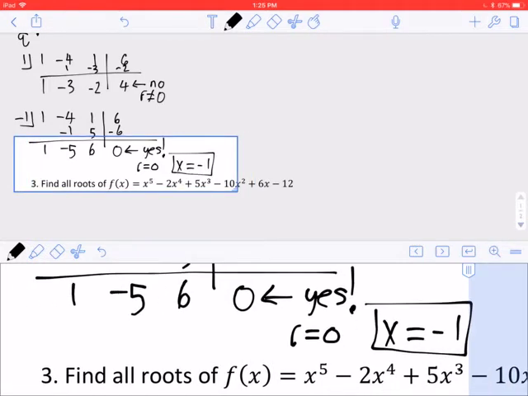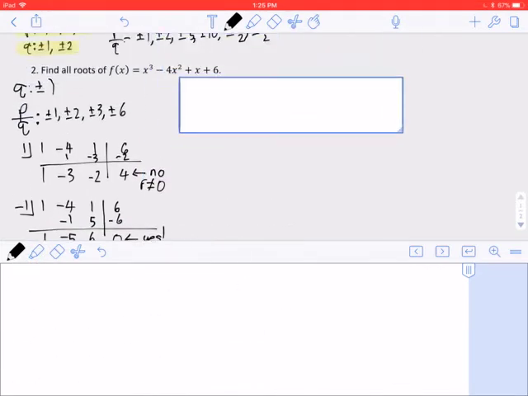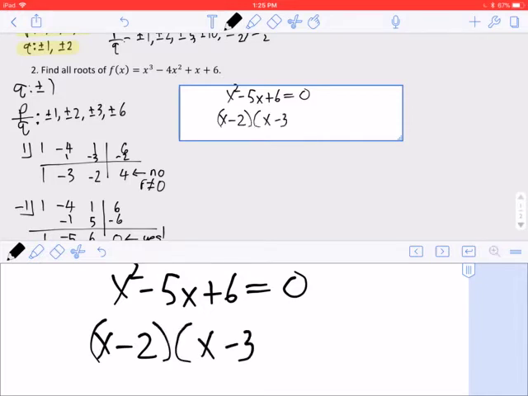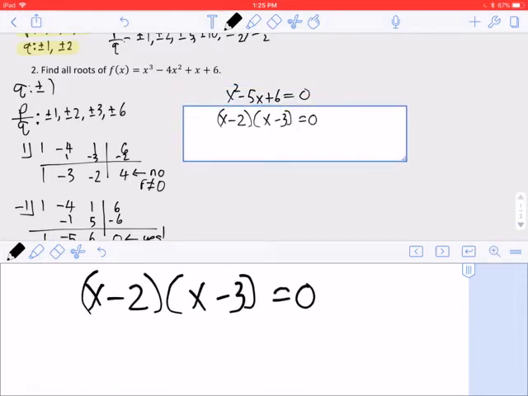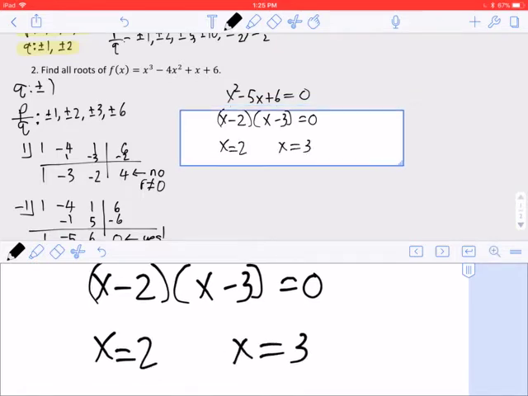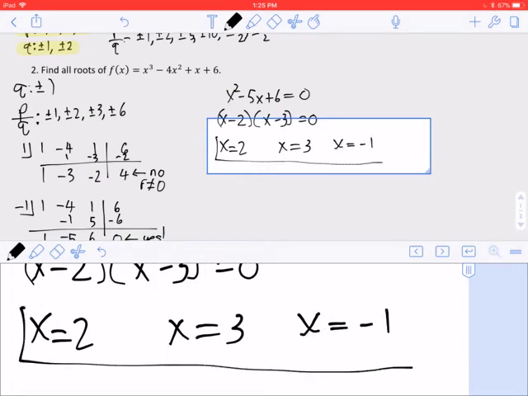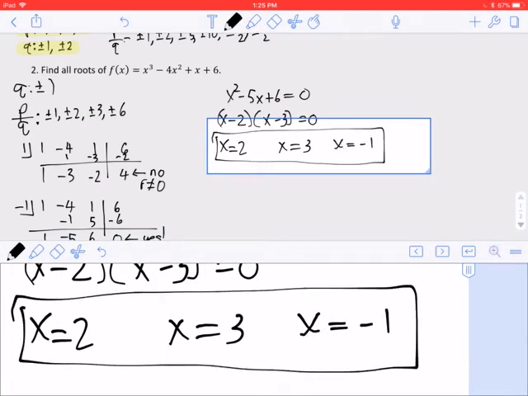And it left us with a quadratic. This is now x squared minus 5x plus 6. So now, to find the rest of the roots, we can just factor x squared minus 5x plus 6, and that's going to factor to x minus 2 times x minus 3. So our other two roots are x equals 2 and x equals 3. And I'm just going to rewrite the one we already found. So there are our 3 roots for this cubic equation.